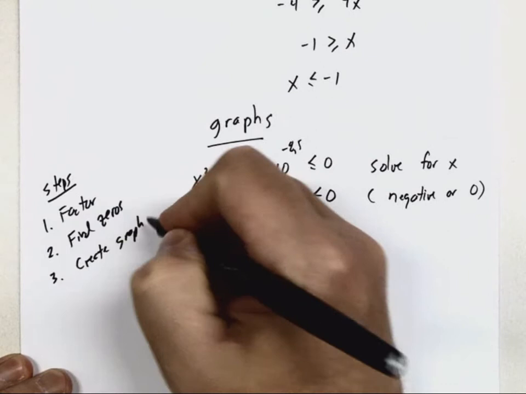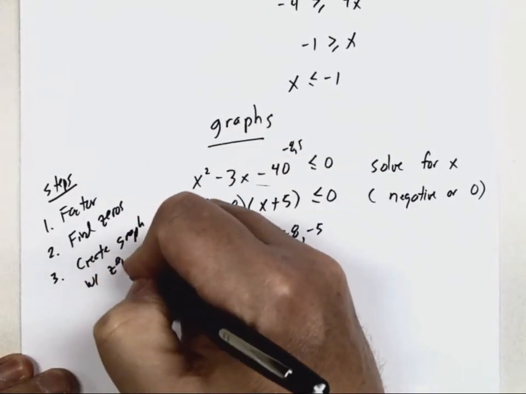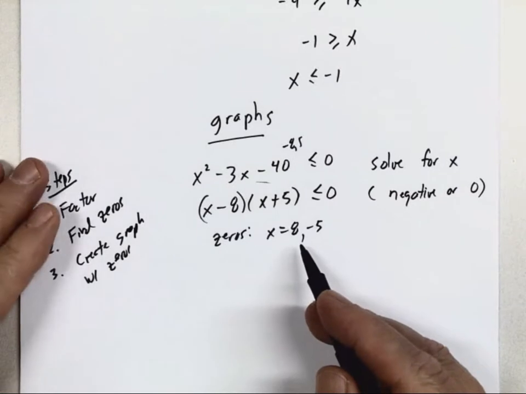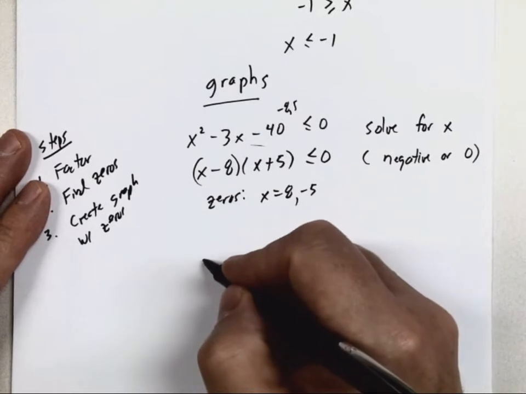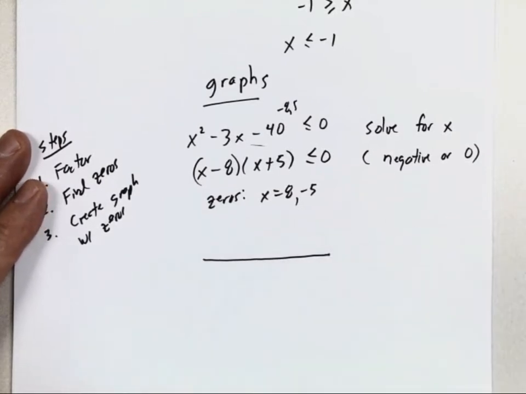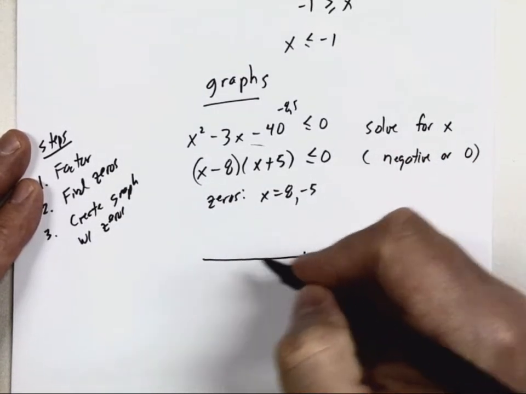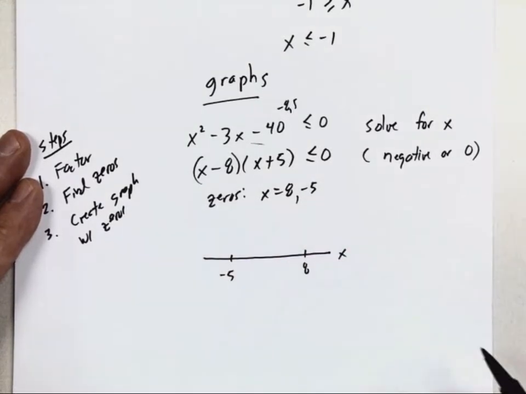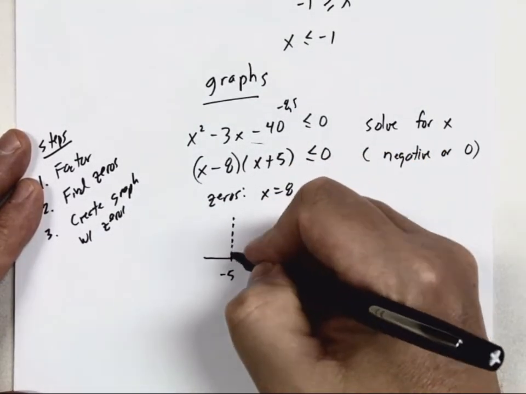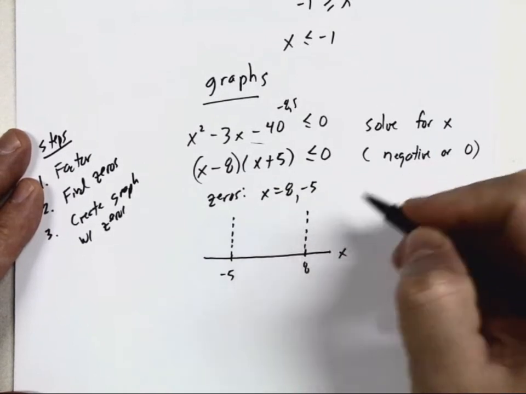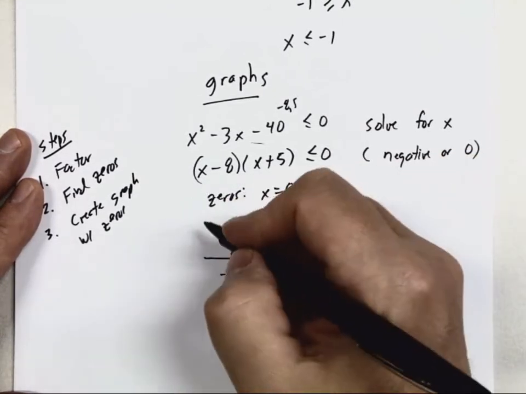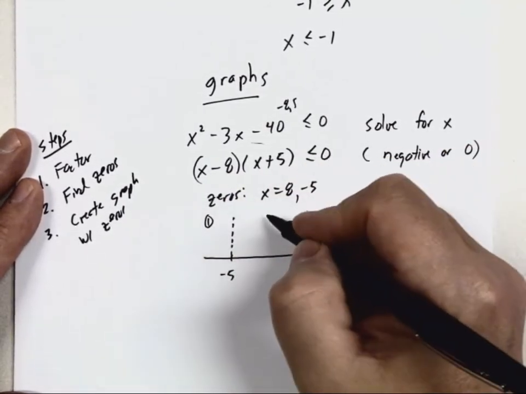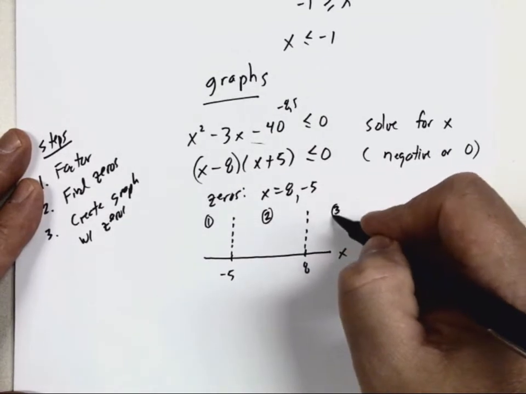Now, I'm going to make a little graph. And I'm going to mark these zeros, and I'm going to use these zeros to break my graph up into regions. So this is all going to be sort of new. So this is like my x-axis. So like here's 8, maybe here's negative 5. I put these dashed lines, and I'm now breaking up my x values into 3 regions. I'm going to label it region 1, region 2, region 3.